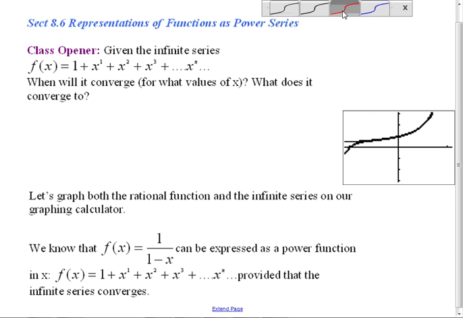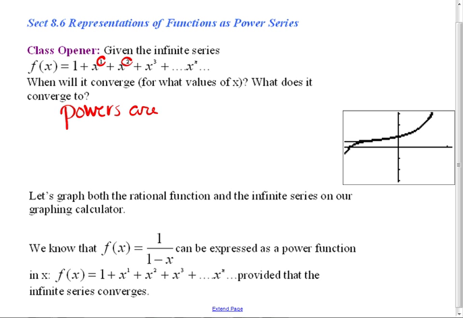Okay, this is a polynomial, but what kind of series is it? It's called a power series because all of these powers are whole numbers. They're polynomials. Okay?